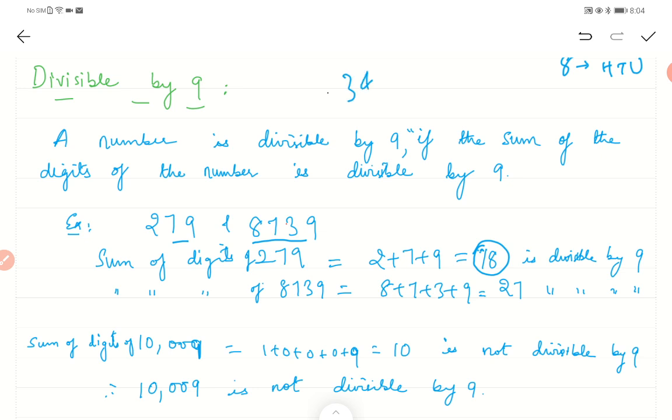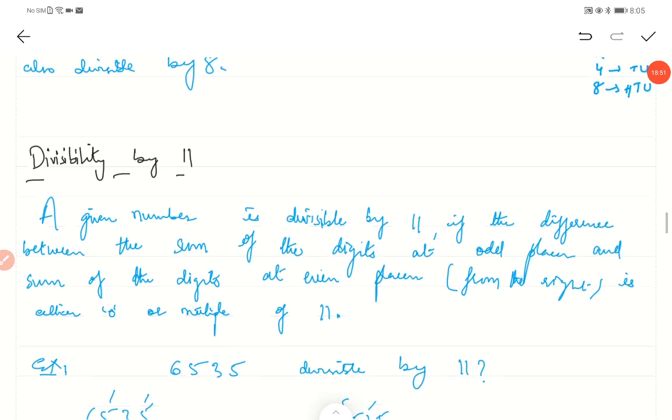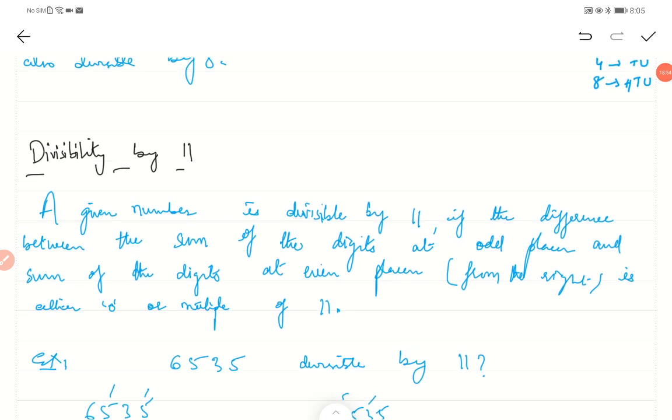So 3 and 9 you have a similar rule. The number given, you will add each of its digits, and the result you get, you are going to check whether it is divisible by 9 or not. For the divisibility test for 3, you will check whether that digital root is divisible by 3 or not. So 3 and 9 are similar, and the divisibility test for 11 we will do in the next video.